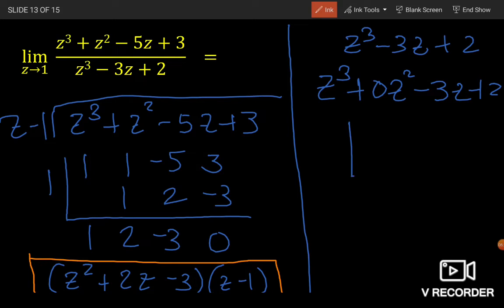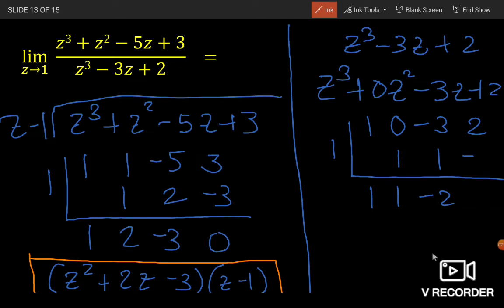So now, using synthetic division, you have here 1, 0, negative 3, and 2. And then again, using z minus 1, you'll have here 1. So 1 plus 0 will give you 1. 1 times 1 is 1. 0 plus 1 is 1. 1 times 1 is 1. Negative 3 plus 1 will give you negative 2. Negative 2 times 1 will give you negative 2. Negative 2 plus 2 will give you 0.